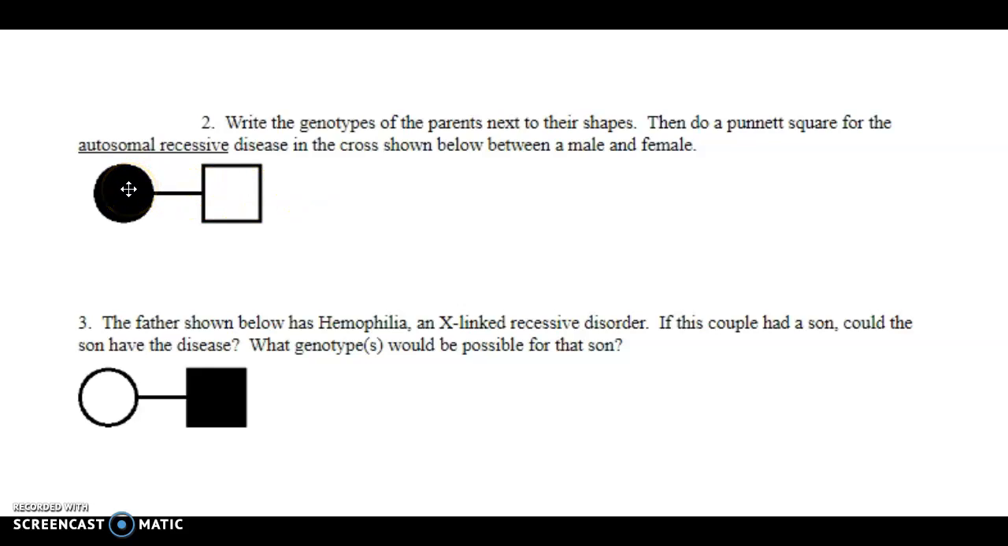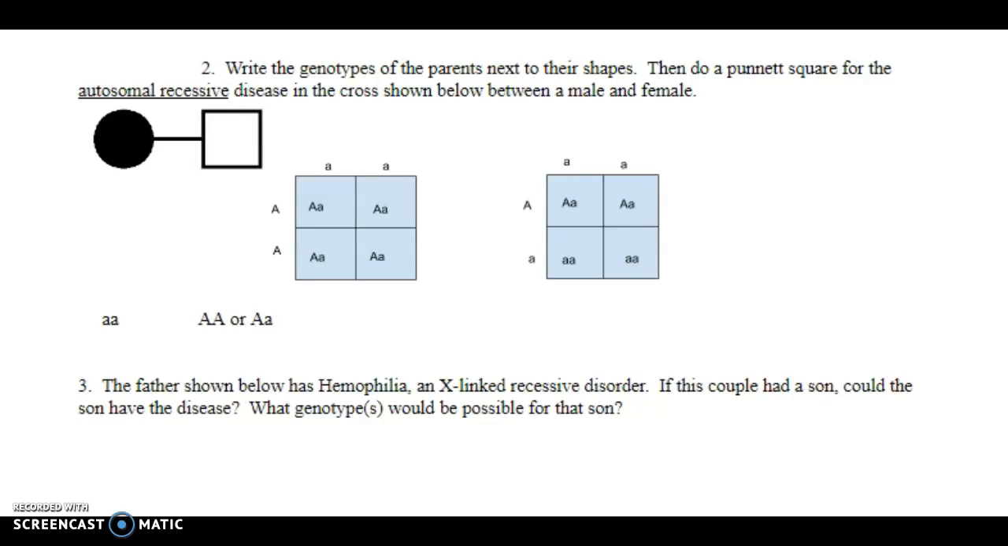Okay, so she is little letter to little letter. We don't know for sure. He has at least one big letter. Again, this one would represent a test cross. There are two possibilities for this unaffected male here.